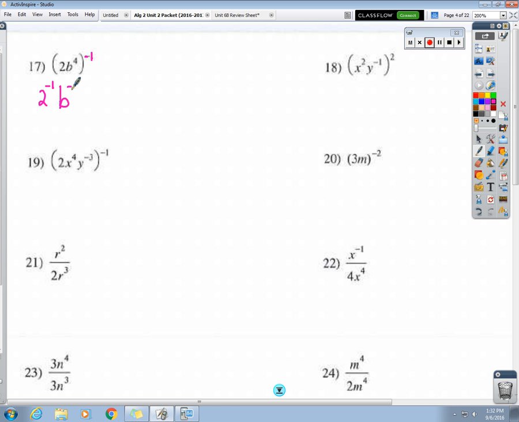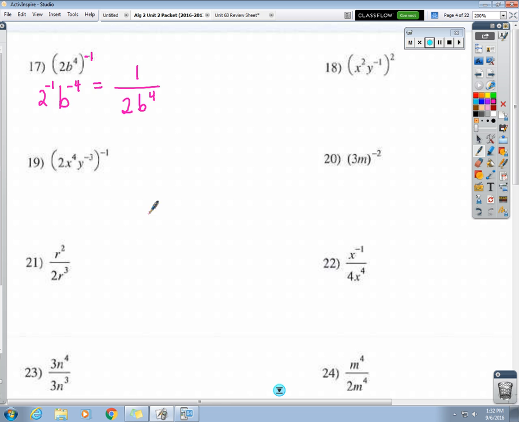B to the negative 4, right? Because you just do 4 times negative 1, and that's negative 4. Well, we can't leave our answer like this because both of them have negative exponents. So, both of them have to go in the bottom. When you put 2 in the bottom, that 1 will become positive, and it's not necessary to write it. When you put b in the bottom, the 4 will become positive, but then what do we have to fill the top with? 1.